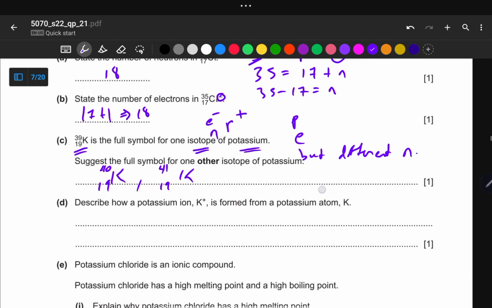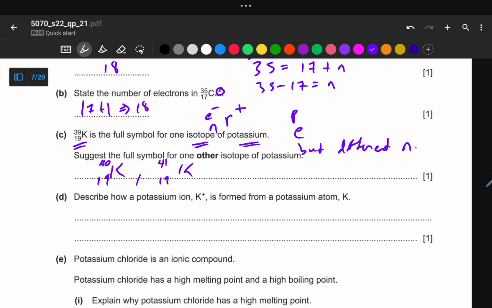And then we go on to the next part, which says describe how a potassium ion is formed from a potassium atom. This one is a cation, a positively charged ion. Cations are produced when atoms lose electrons. We say the number of protons is equal to the number of electrons. So if you lose electrons, which are negatively charged, you are going to be left with more positive centers. That's why we are having a positive sign here. This indicates that we have lost an electron. Are we together?